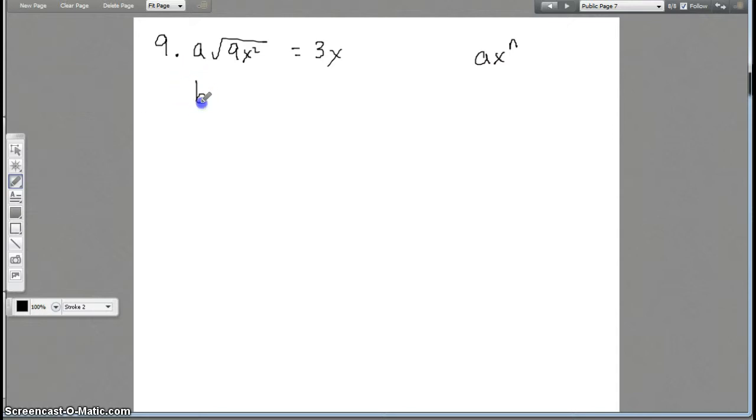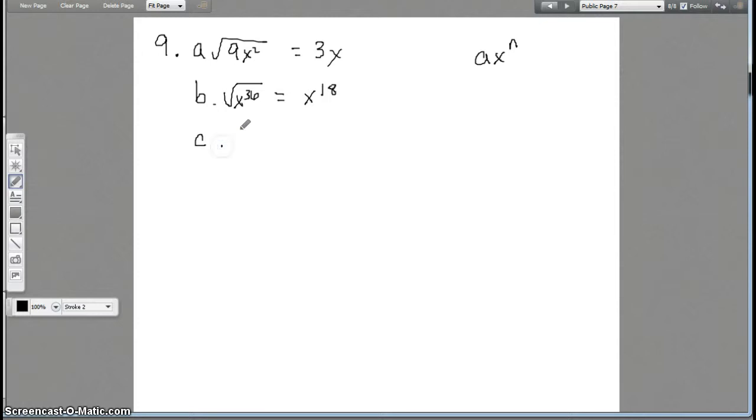So let's look now at part B. We have the square root of x to the 36th. Remember, square root is like a half power. When you raise a power to a power, you multiply the powers. 36 times a half is 18, so this is x to the 18th.